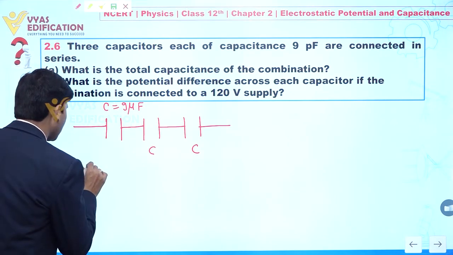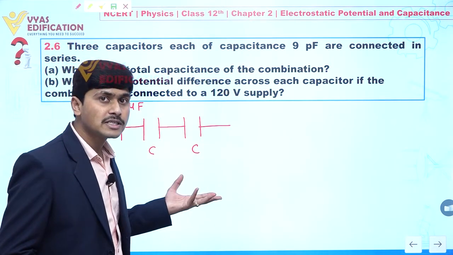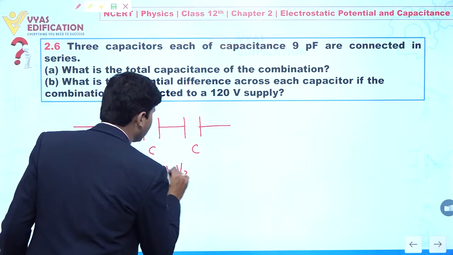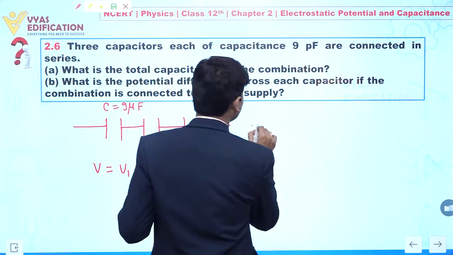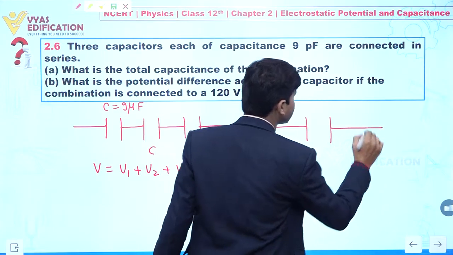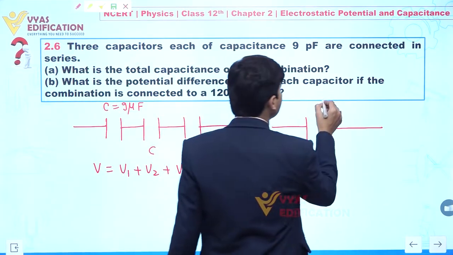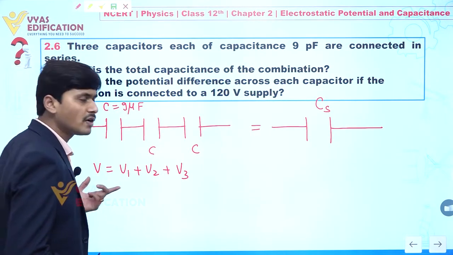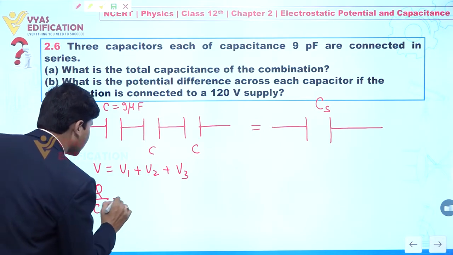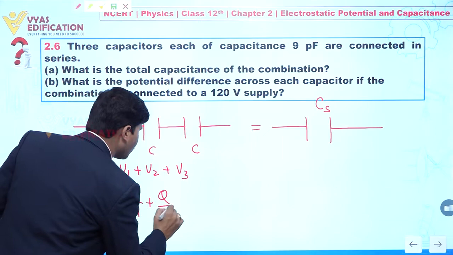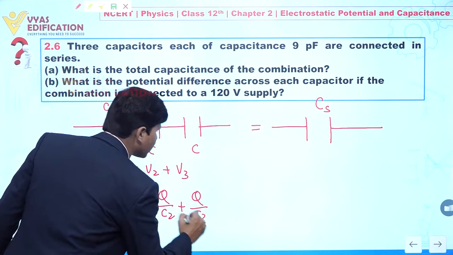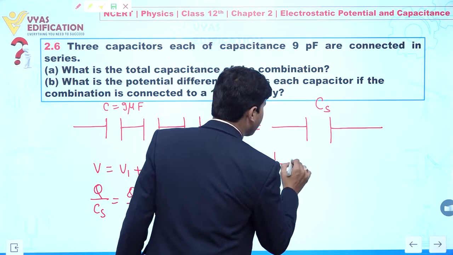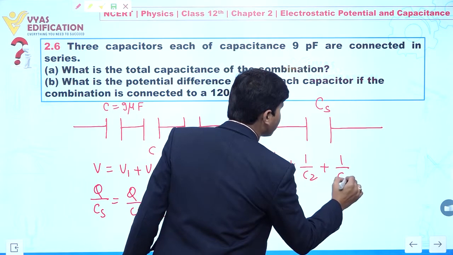Now we know in series combination the value of Q remains the same, but what about V? We can say V is given by V1 plus V2 plus V3. Now let's suppose we replace this combination by a single capacitor, and let's call the equivalent capacitance CS. So we can write V equal to Q by CS, which is Q by C1 plus Q by C2 plus Q by C3. From here we can write 1 upon CS equal to 1 upon C1 plus 1 upon C2 plus 1 upon C3.